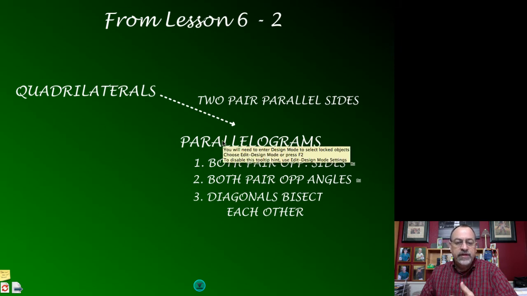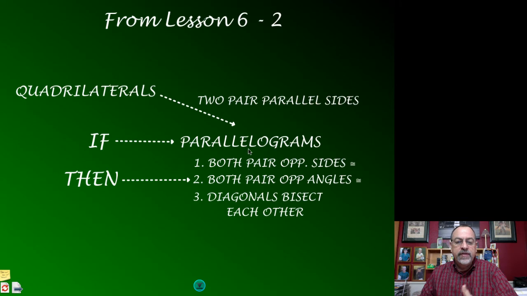form of theorems. If the figure is a parallelogram, then both pairs of opposite sides are congruent. If the figure is a parallelogram, then both pairs of opposite angles are congruent. If the figure is a parallelogram, then both of the diagonals bisect each other. And those were what we learned in Lesson 6.2.